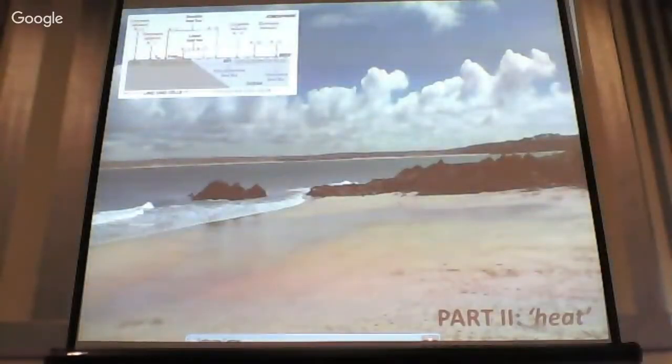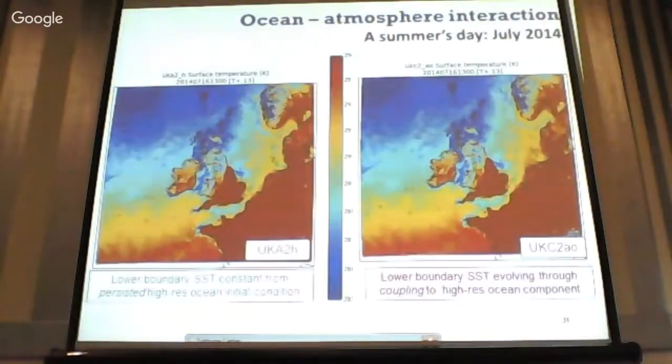Let's move on to our warm day cases. This is one of our first case studies that we ran. It's a snapshot of the initial sea surface temperatures on a summer's day in July 2014. The difference between these two plots is that on the left-hand side, we keep the sea surface temperature fixed throughout our case study. On the right-hand side, in our coupled system, the NEMO ocean is providing an evolution of the sea surface temperature.